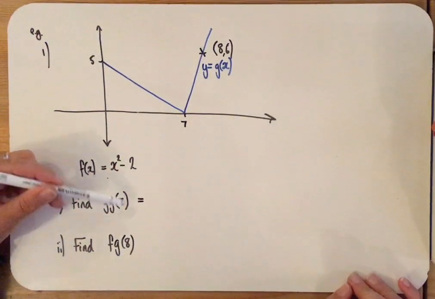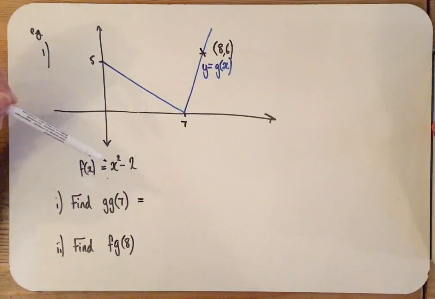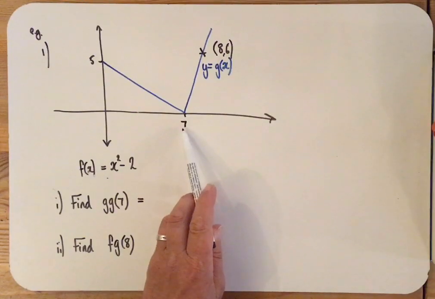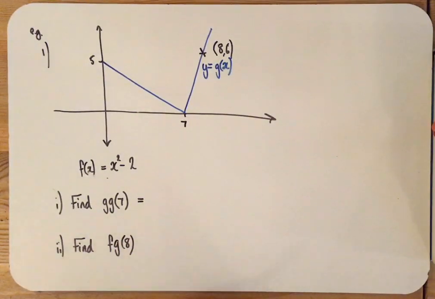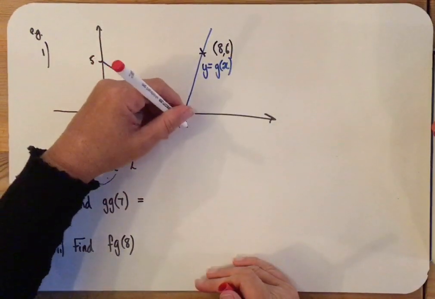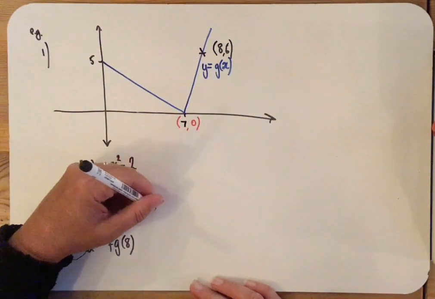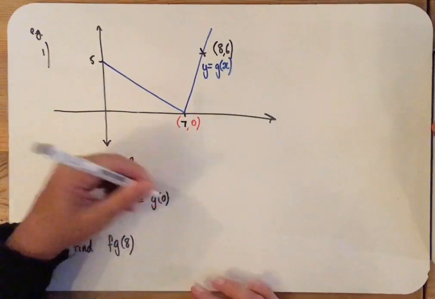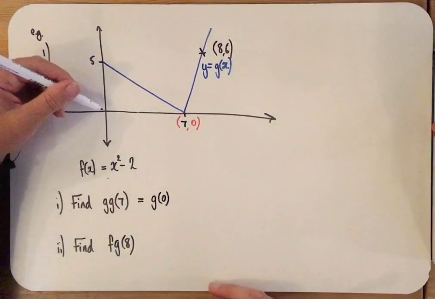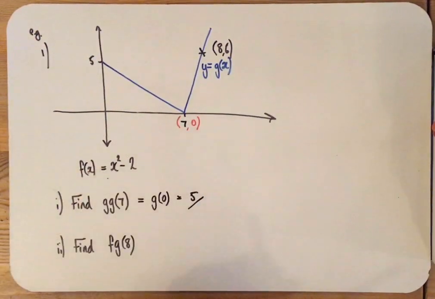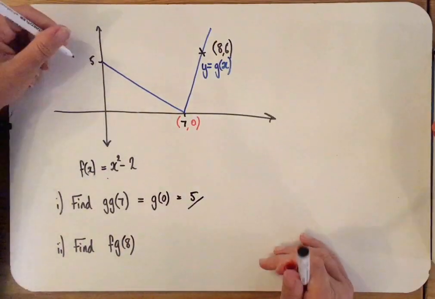So g of 7 is what you get when you put 7 into g of x. So when x is 7, we're here on the graph, and y is equal to 0. So if you actually write that as coordinates, it might help. So g of 7 is equal to 0. And then if you do g of 0, you get 5. So you can actually use the graph there to get to those answers.